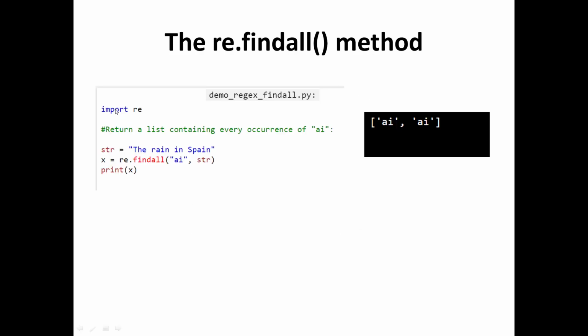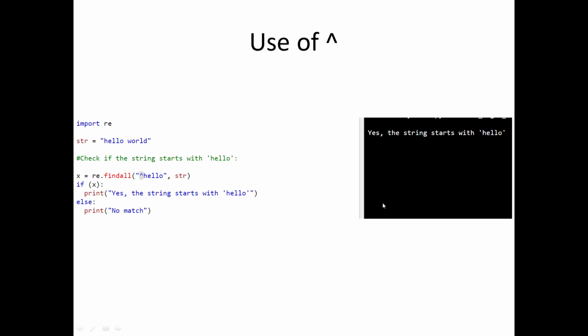Here's another example where we have a simple string that contains the words the rain in Spain. It contains these characters. So we're going to use the findall method to identify all occurrences of ai in this string. So here are the results. Again, returned in a list, and we have 2 occurrences of ai in this string.